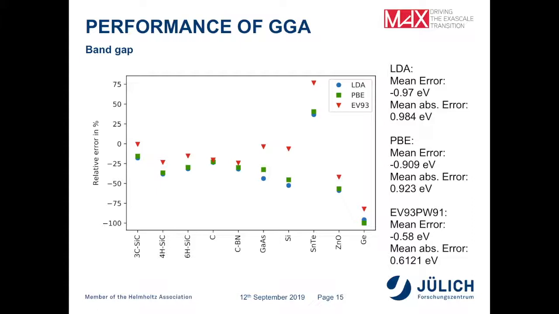But it's still not great. So if you really want to design solar cells, half an eV is still a lot. So GGAs are not capable of giving us accurate band gap predictions. And there are other problems.